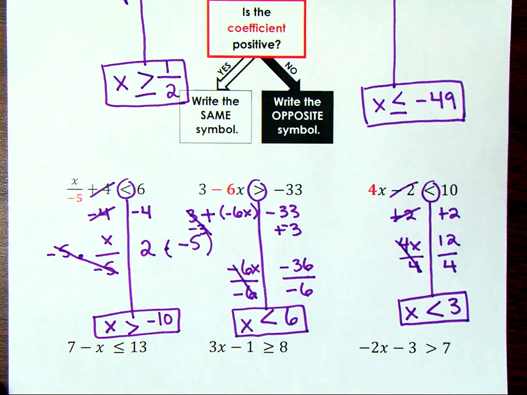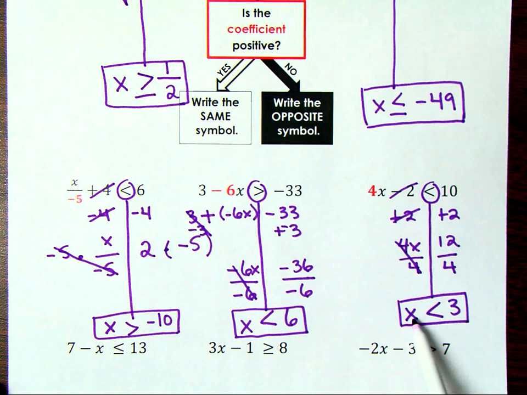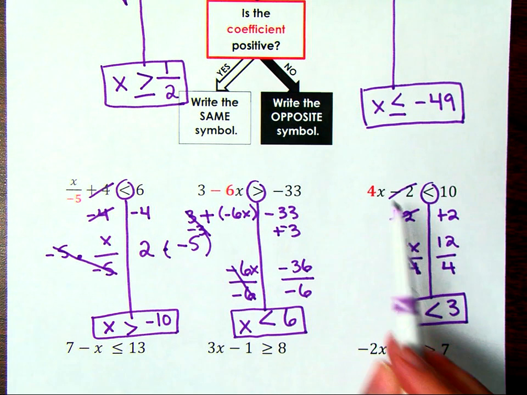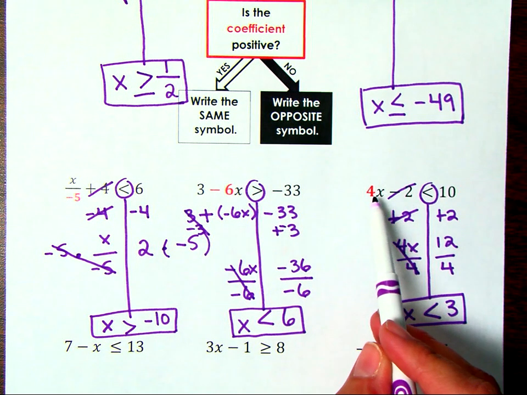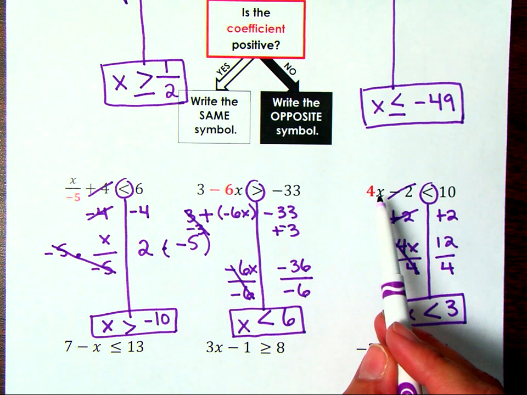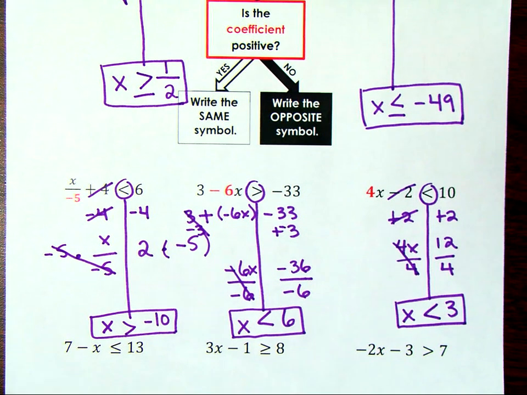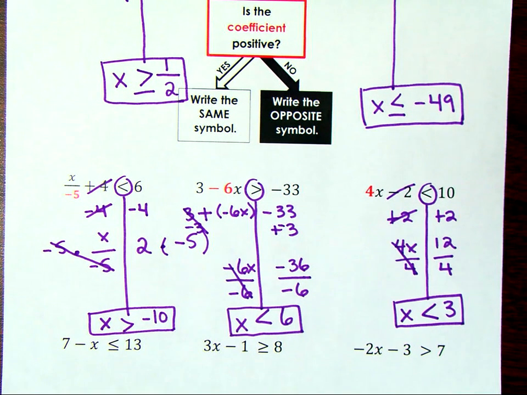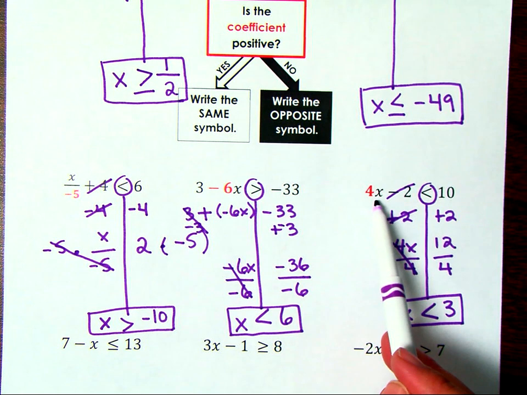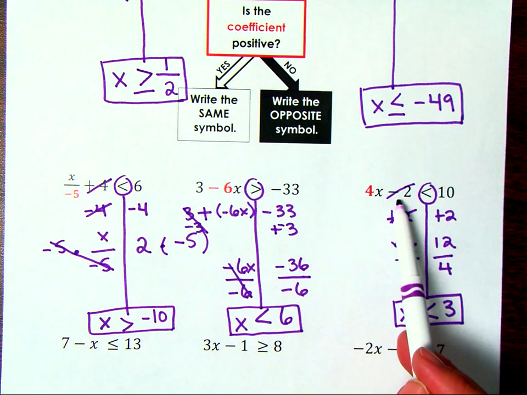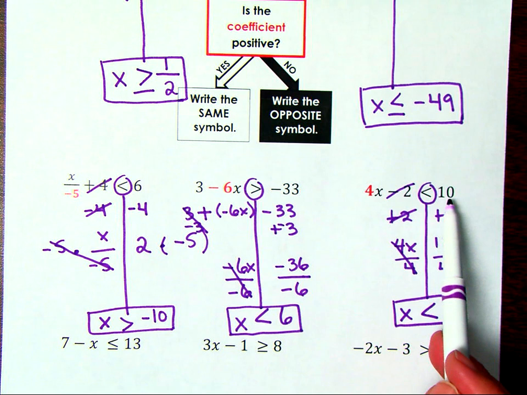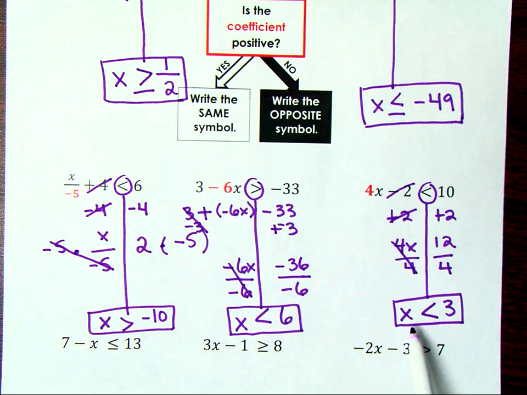Again, you can always check it. You can put in the number 0. 0 is less than 3. 4 times 0 is 0. 0 minus 2 is negative 2. Negative 2 is less than 10. So that also helps you to check to see if your inequality sign is facing the right way. If you thought x could be 5, well, 4 times 5 is 20. 20 minus 2 is 18. 18 is not less than 10. And we know that's also true because 5 is not less than 3. So this is how we could check it multiple ways.